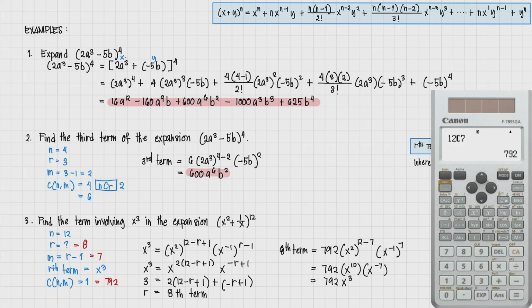Okay, so I think that's the final answer. So this is the term in the expansion of this that has x raised to 3. So that's the final answer for this example.